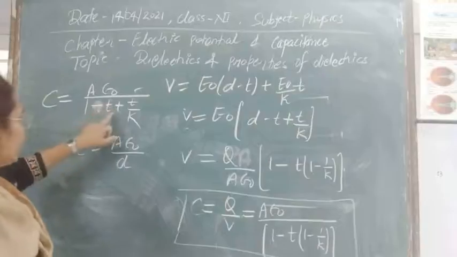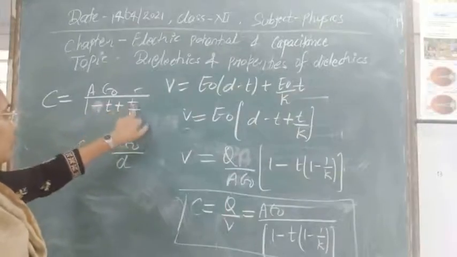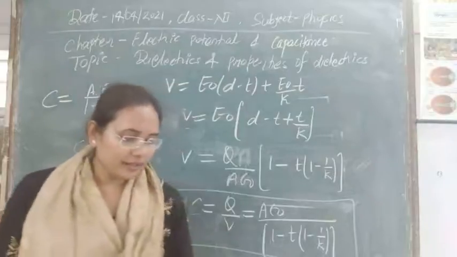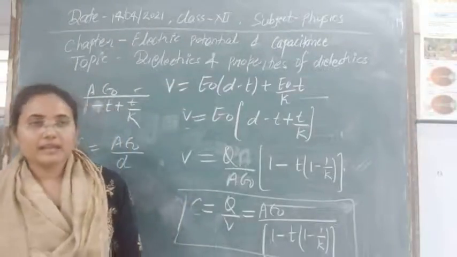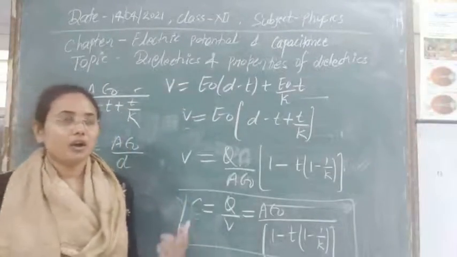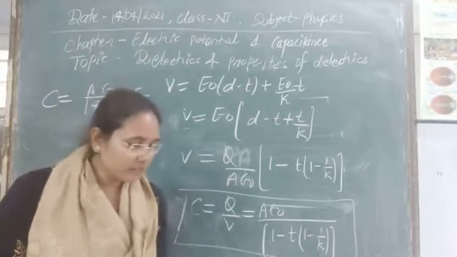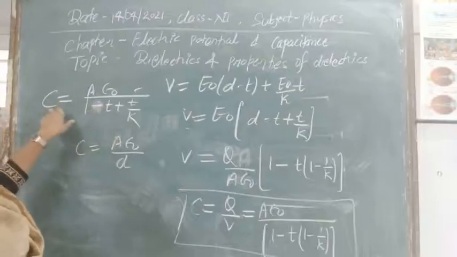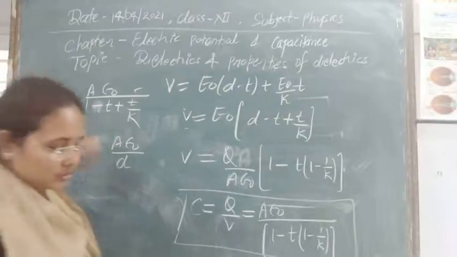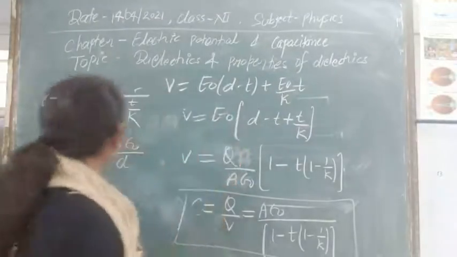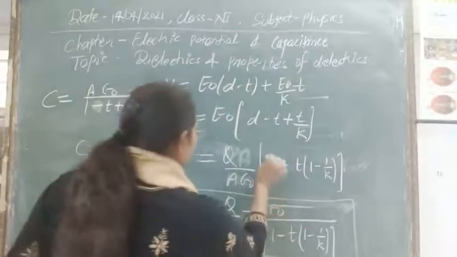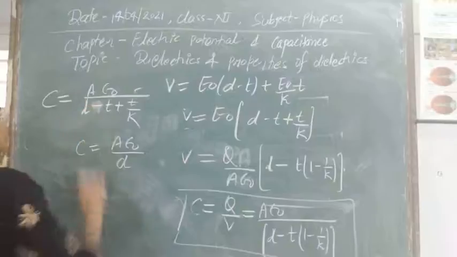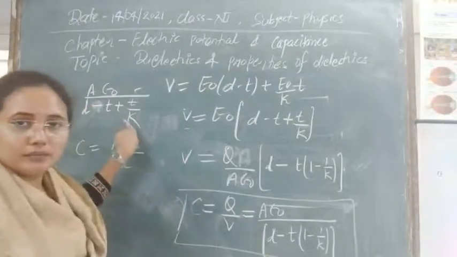The first factor is T, the thickness, and the second factor is the dielectric constant K. It means that if the dielectric constant changes or the thickness changes, then obviously its capacity will also change. I think here the minus T should be with D, so D minus T.